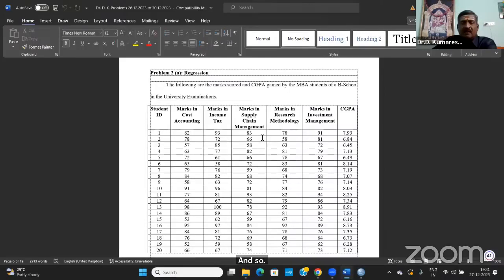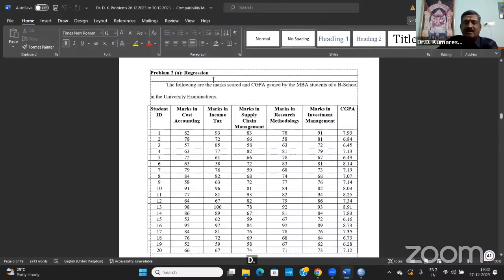So this is simple regression and multiple regression. Regression equation of y on x and regression equation of x on y. In the case of multiple regression, the regression equation of x on y will be x equal to c plus d1 y1 plus d2 y2 plus d3 y3 and so on up to dn yn.